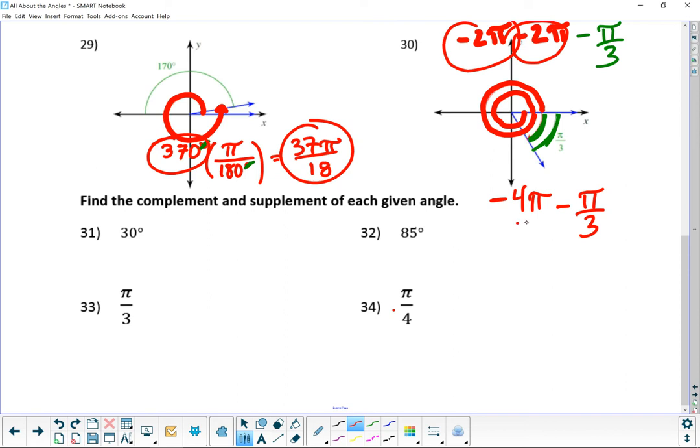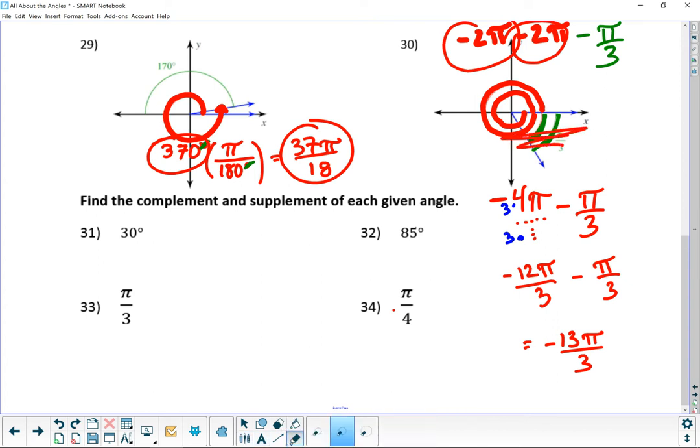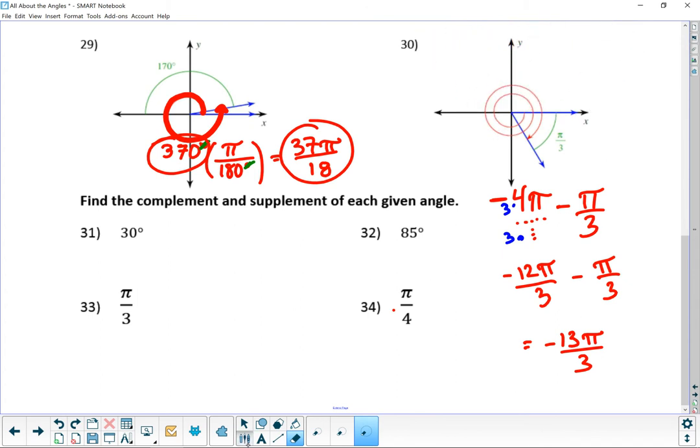Okay? Get a common denominator. So times this by 3. And times this by 3. And I have negative 12 pi over 3 minus 1 pi over 3. So negative 12 minus 1 more makes negative 13 pi over 3. Okay, and that's what this angle up here is, negative 13 pi over 3. Okay, I'm going to go ahead and write that down. Up here is negative 13 pi over 3.